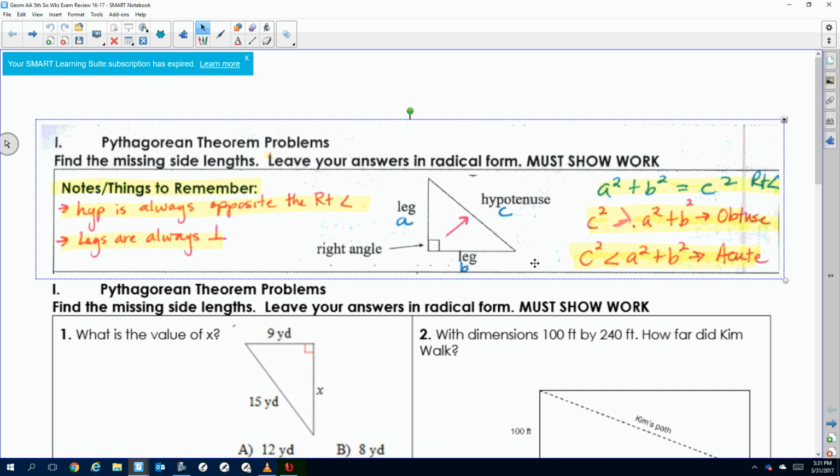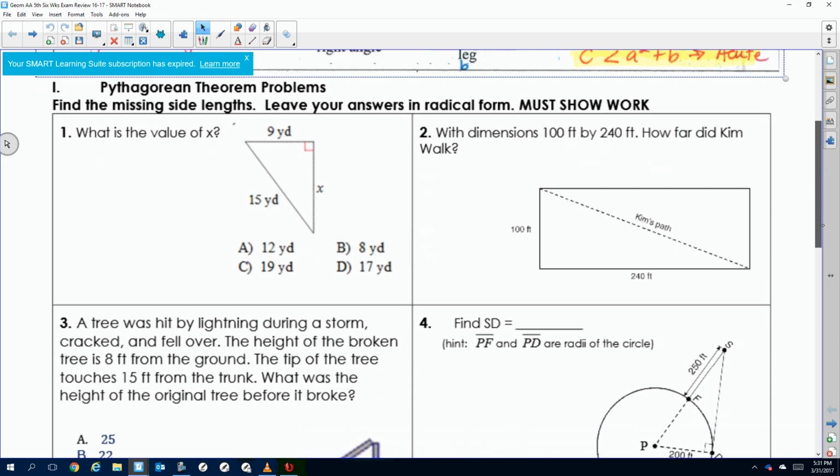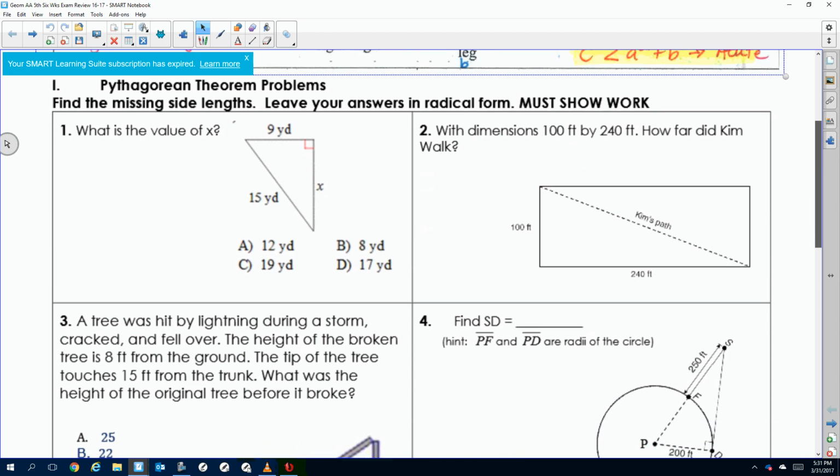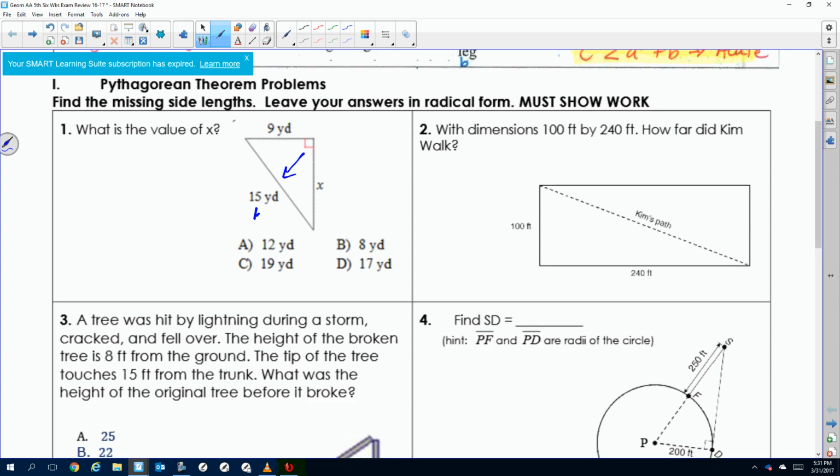So on our first set of problems, I'm probably going to just do the left side and we will check the right side in class. Here, they want you to find the value of x using the Pythagorean theorem. Remember, opposite the right angle is always the hypotenuse, which represents your c. That lets me know that the 9 and the x are my a and b. So we're just going to start off with the formula, a squared plus b squared equals c squared.